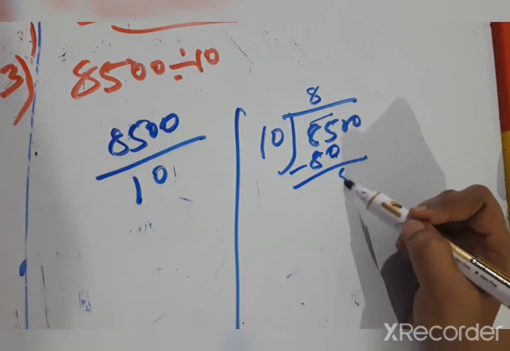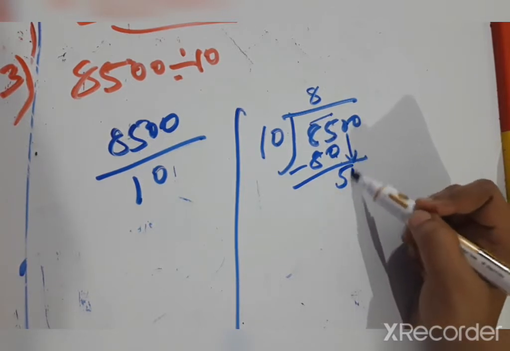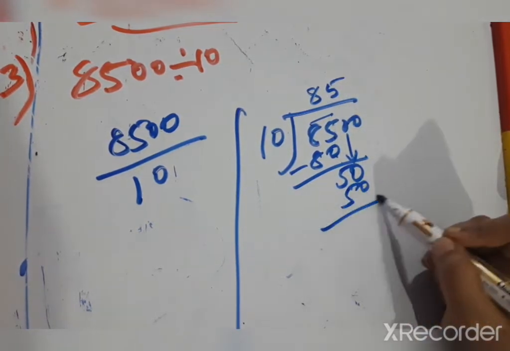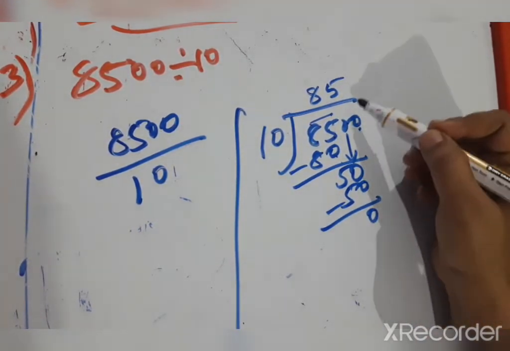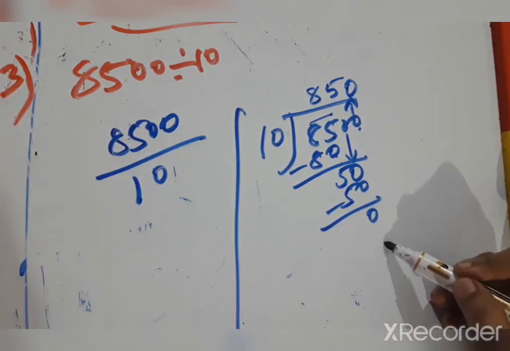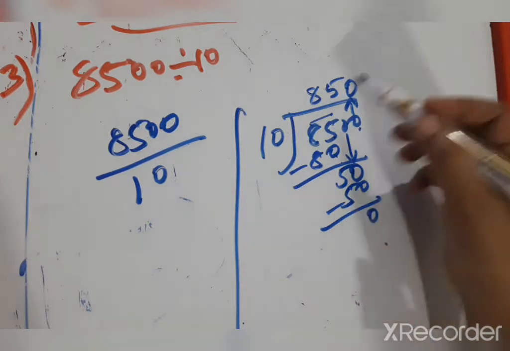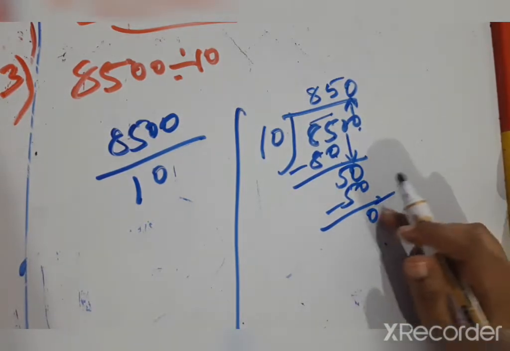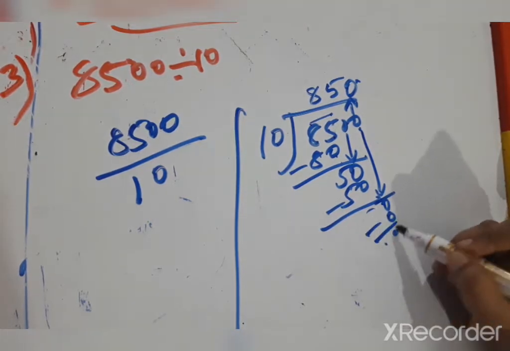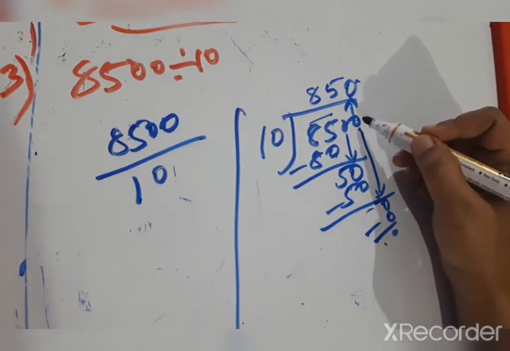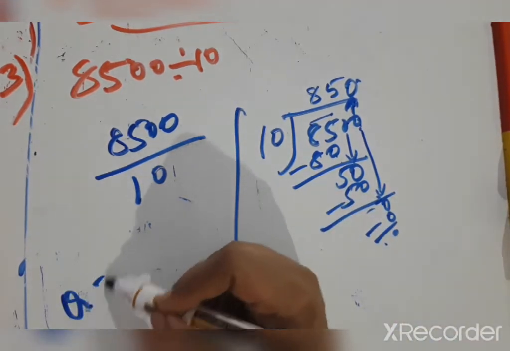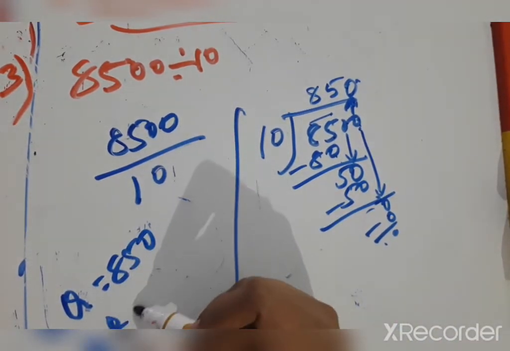After subtracting, the remainder is 5. Bring 0 down. 10 times how much is 50? 10 fives are 50. Then for the last 0, we can either directly shift this 0 up, or bring it down and subtract: 10 zeros are 0. The quotient is 850 and the remainder is 0.